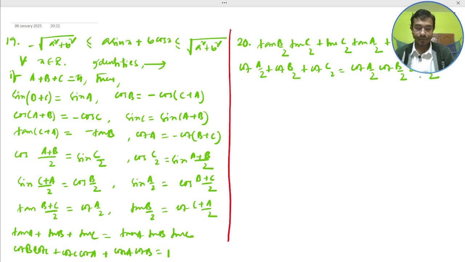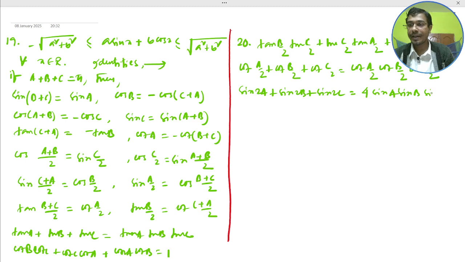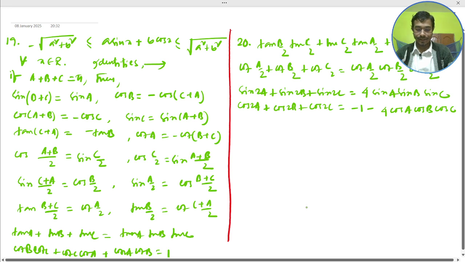Next, sin 2a plus sin 2b plus sin 2c is equal to 4 sin a sin b sin c. Next, for cos, cos 2a plus cos 2b plus cos 2c is equal to minus 1 minus 4 cos a cos b cos c.